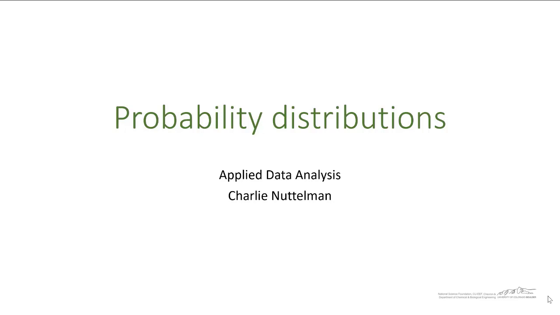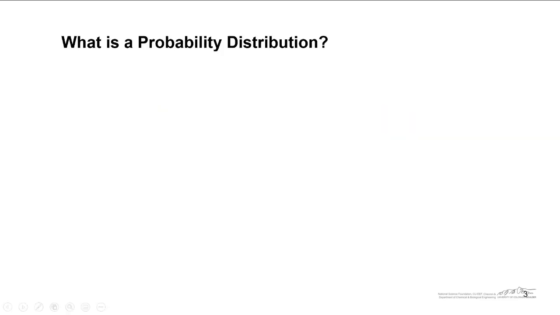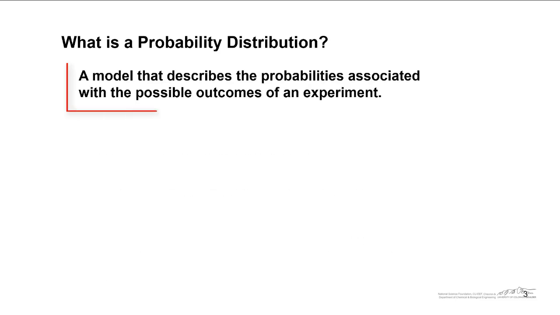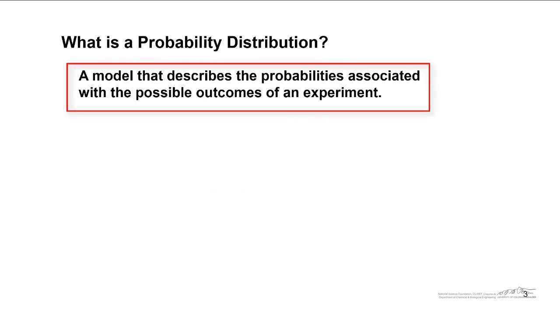This screencast is going to introduce you to probability distributions. In particular, we're going to be talking about discrete probability distributions in this screencast, but all of what I'm talking about can be easily extended to continuous probability distributions. So let's talk more generally about what is a probability distribution. It is a model that describes the probabilities associated with the possible outcomes of an experiment.